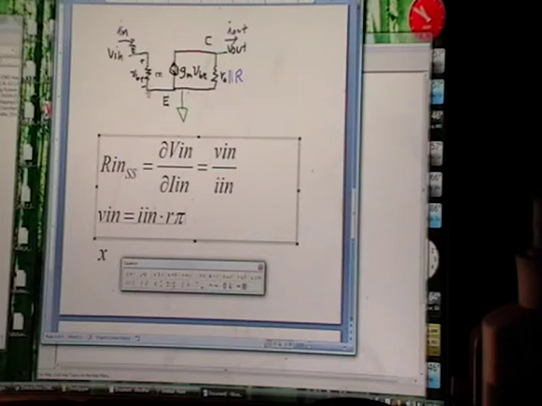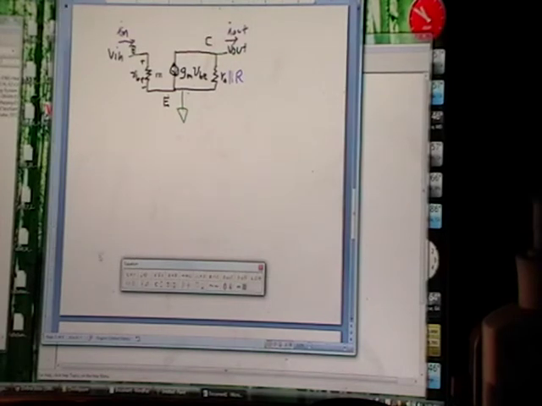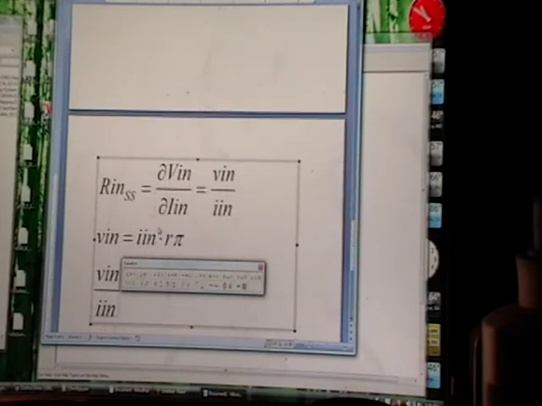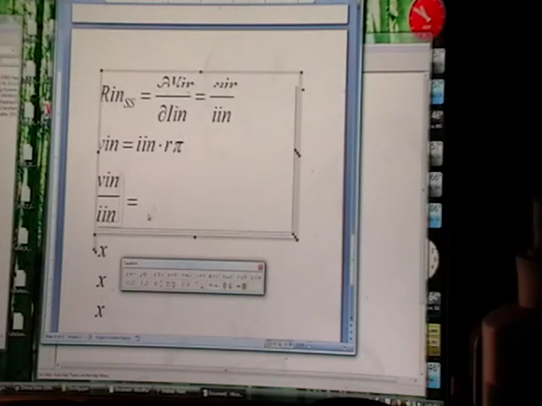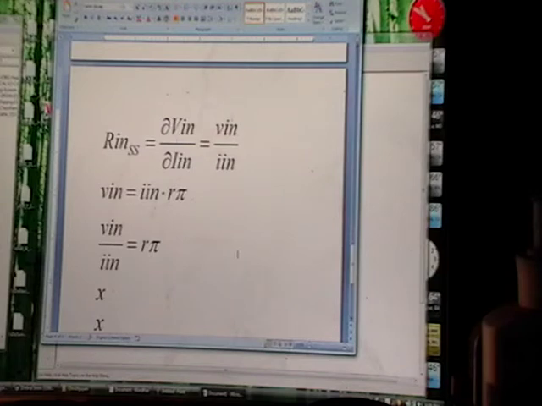There's Vn on this side of the resistor and ground on this side of the resistor. So just using Ohm's law, I can come up with this. Now, what I'm looking for is an equation that says Vn over In. So if I divide both sides by In, then I get Vn over In equals R pi. And hey, that's what I was looking for. Now you can see that Vn over In is R pi. So Rn small signal equals R pi.